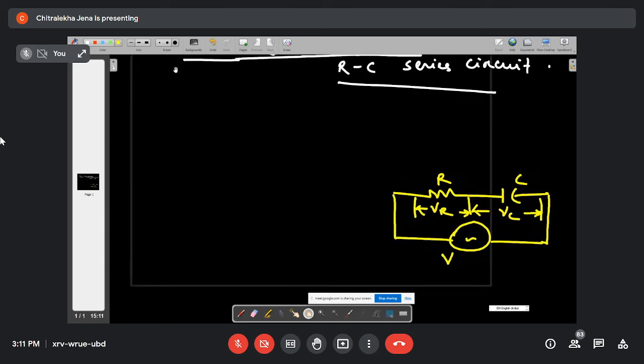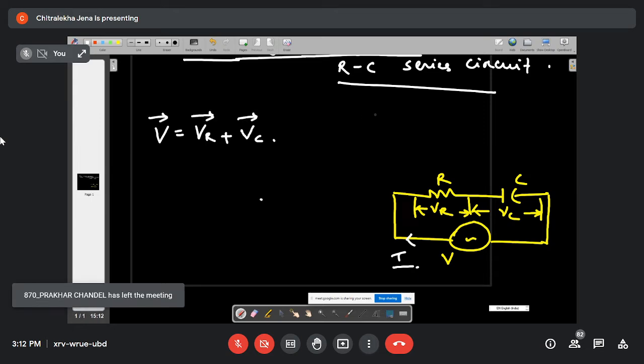So here the RMS value of the current is capital I. Now at every instant, your supply voltage V will be equal to how much? Kirchhoff's voltage law is valid. So V will be equal to VR plus VC. Here Kirchhoff's law is valid, but we are not taking the algebraic sum like in a DC circuit. Here we are taking the phasor sum.